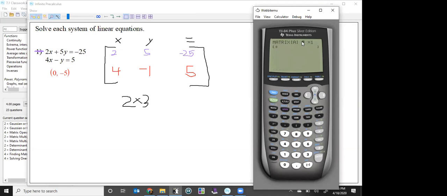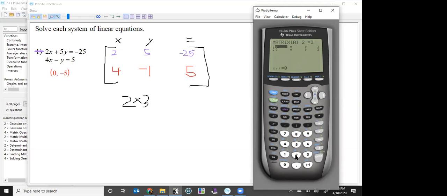And it says matrix A. It defaults to 1 by 1. I want to change those dimensions because mine's a 2 by 3. So 2, enter, 3, enter. And now it gives me little zeros that are in the same form as my matrix.